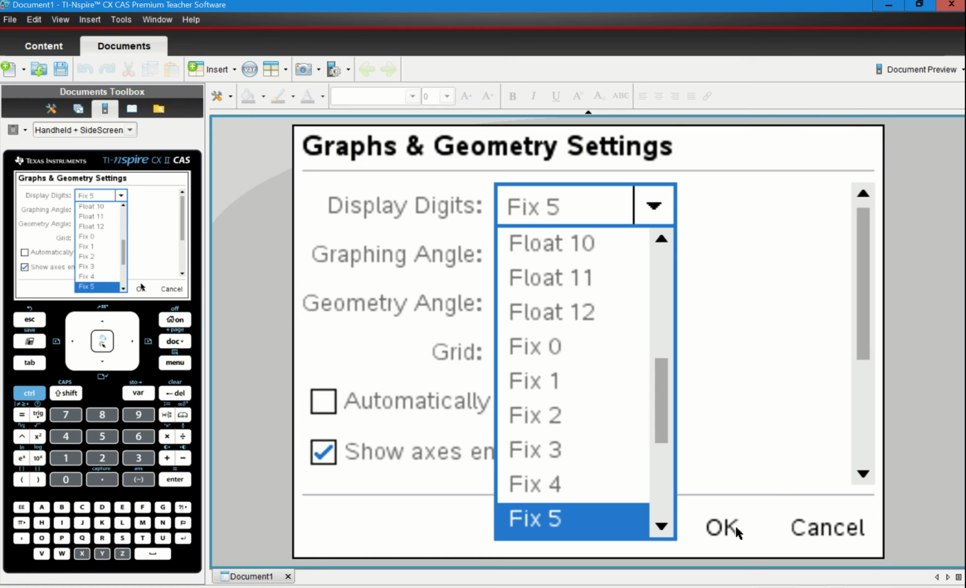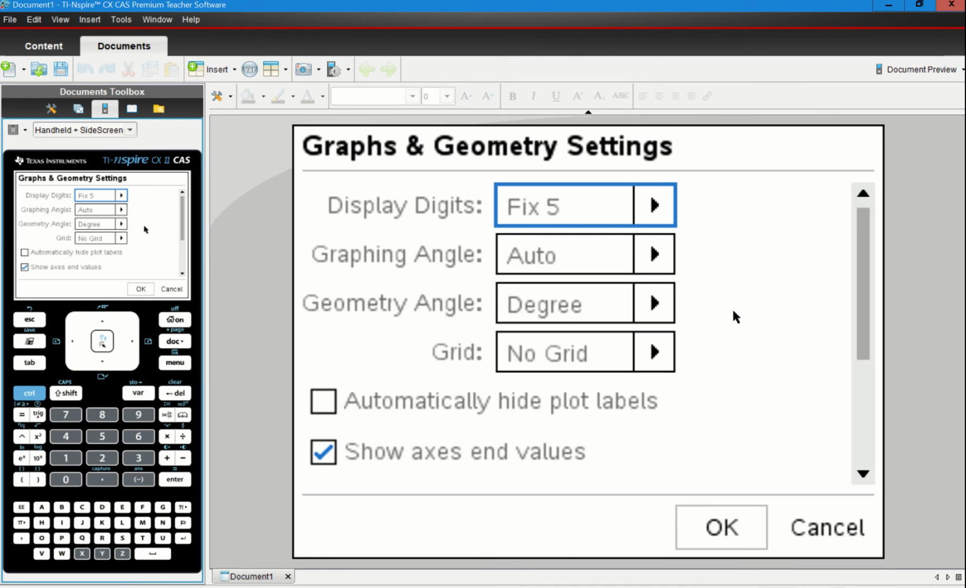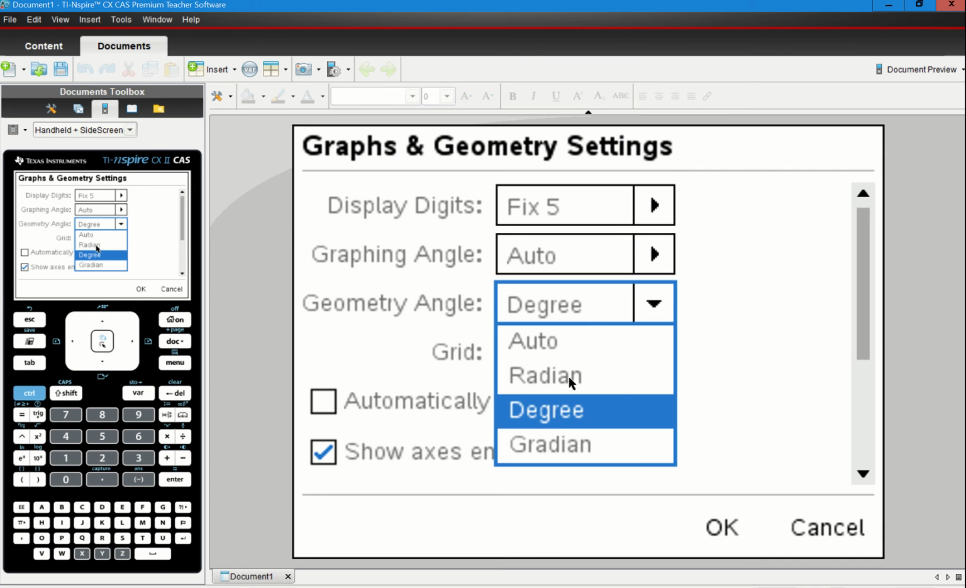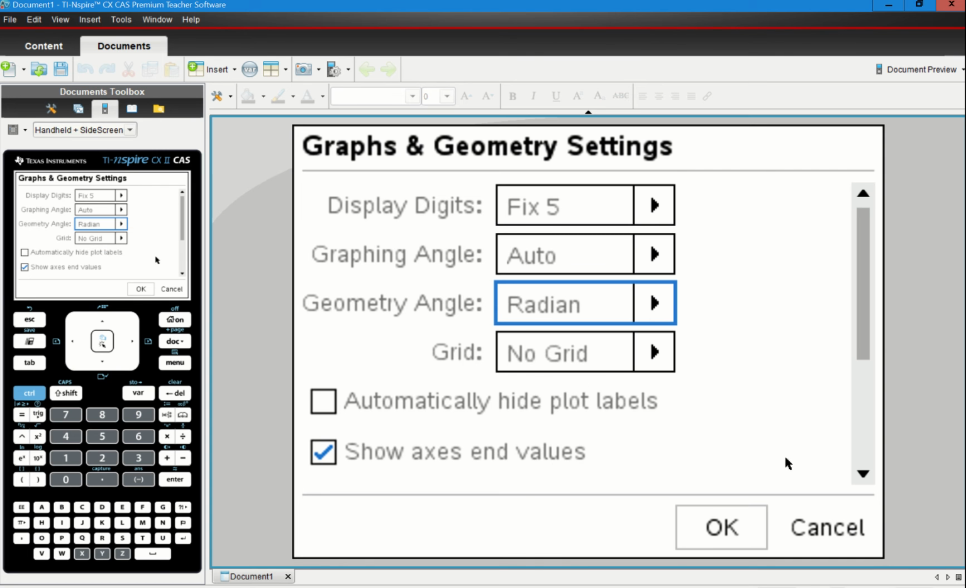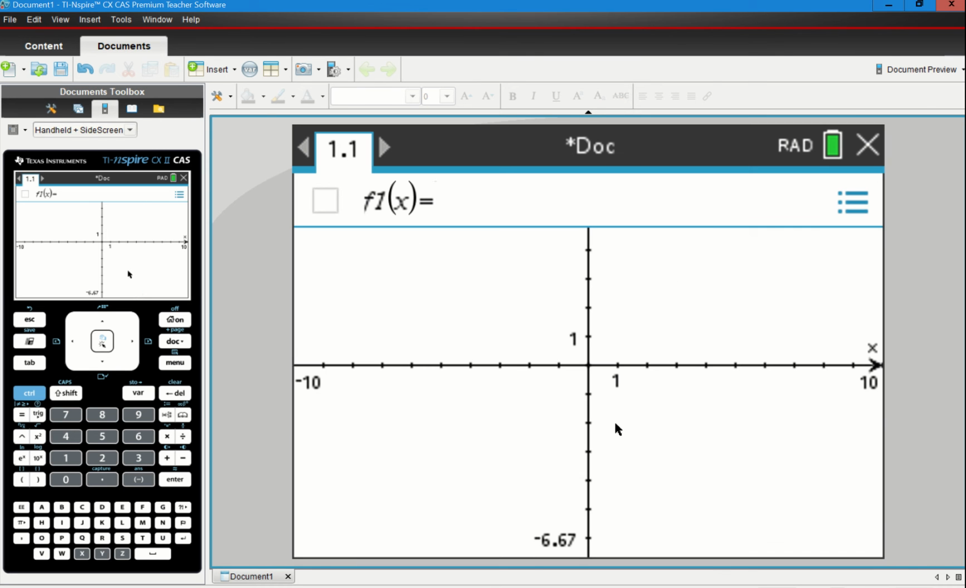And the reason I like that is because that would allow us to have everything be at least 3 decimal places, which is what we want for our calculus exam. Now this geometry angle doesn't actually technically matter because we are not actually going to be using that skill, but really we're going to use radians for everything.